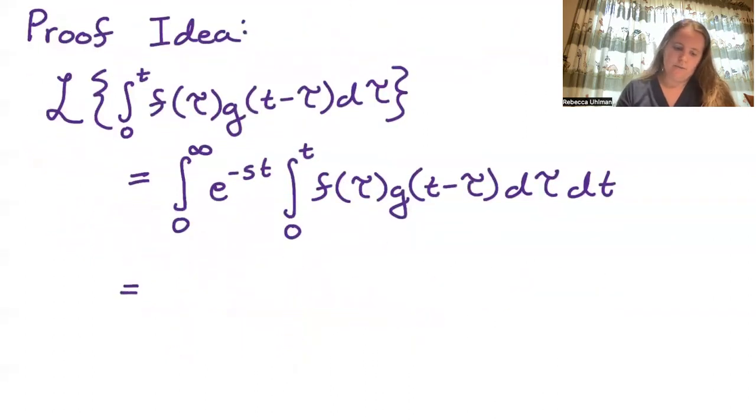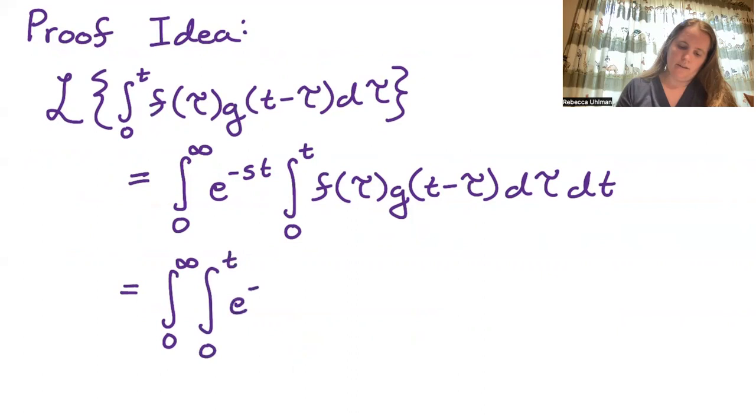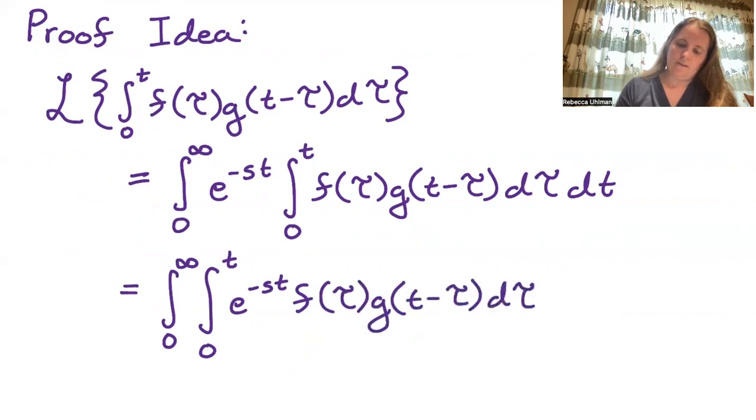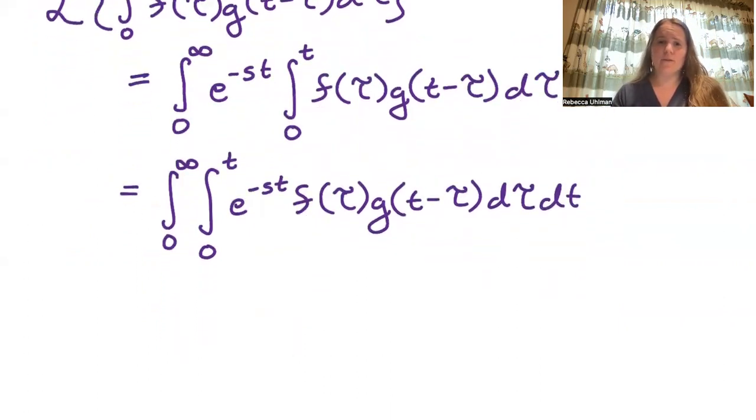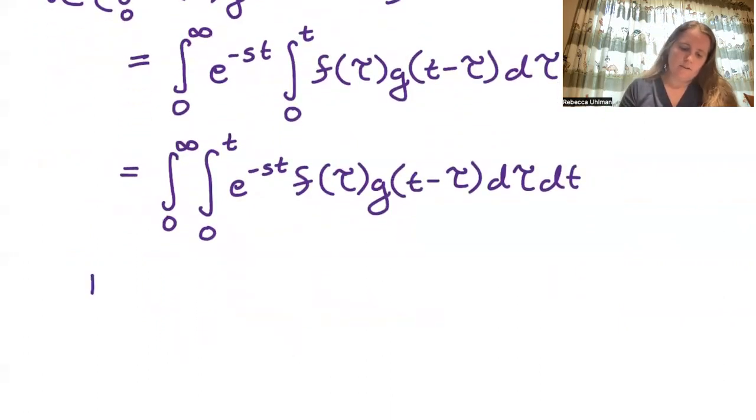And this should be equal to the definite integral from 0 to infinity of the definite integral from 0 to t of e to the negative st times f of tau times g of t minus tau d tau dt. We are going to go ahead and reverse the order of integration.